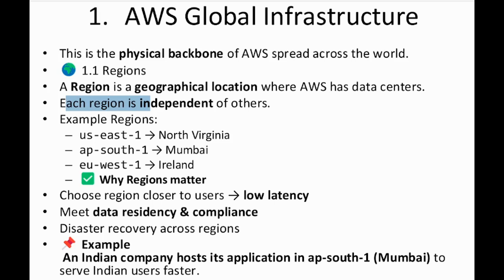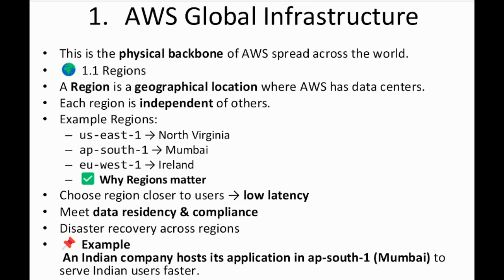And each region is independent of the others. So one region is independent of another one, and this is where AWS has data centers. Examples of regions: us-east-1. If it's written like this, it means it's North Virginia. In North Virginia, AWS data centers are available. In this way, ap-south-1 is Mumbai, eu-west-1 is Ireland.